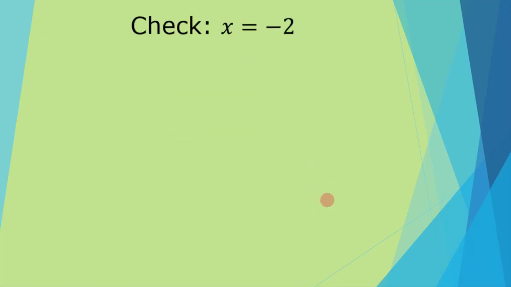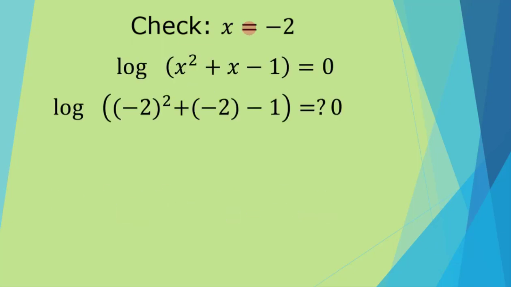So hence, x equals 1 is the solution. Next, to check if x equals negative 2 is the solution, we have to substitute. So this becomes log of quantity 4 minus 2 minus 1 to the base 10. Is it really equal to 0?